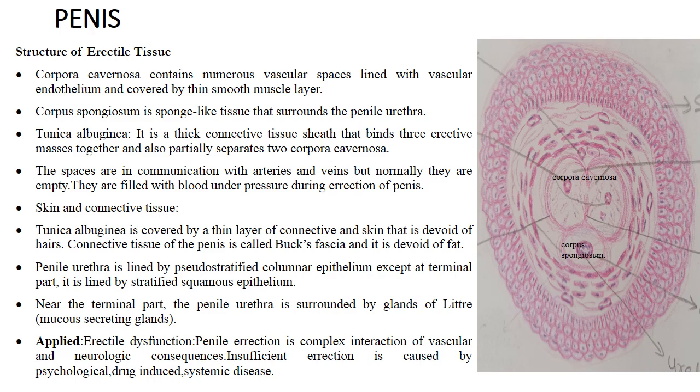When it is stimulated, then the arteries are dilated. There is increased blood flow. It causes erection. And the sympathetic stimulus is by superior hypogastric plexus via pudendal nerve. It stimulates ejaculation. So parasympathetic is responsible for erection and sympathetic is responsible for ejaculation.